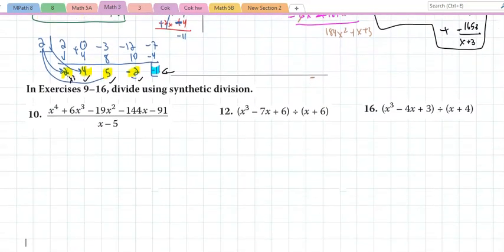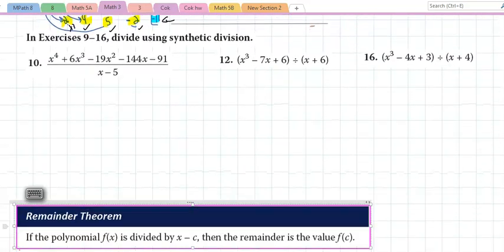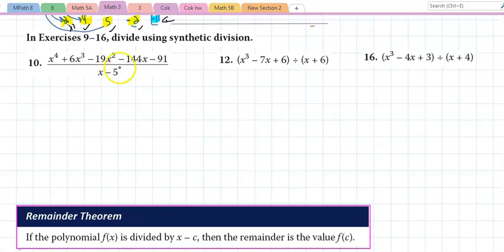And why do you want to factor polynomials? Because we're going to graph them. So let's look at this problem. Long division on this will be very lengthy, but with synthetic division, we're going to take the opposite of that to compensate for subtraction. X to the 4th, there's a 1 there. X cubed, a 6. X squared, negative 19. X, negative 144. And the constant, negative 91.